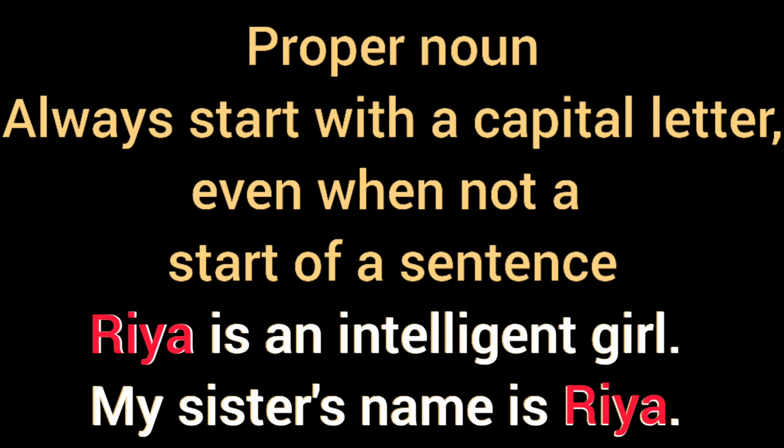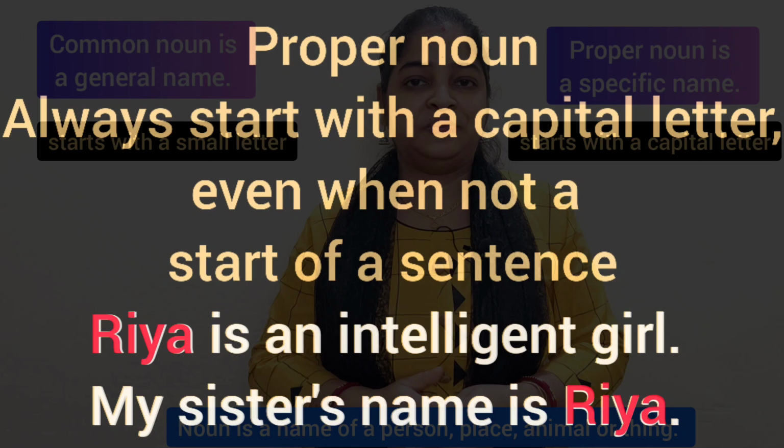Here, Ria is a proper noun. It's the name of a specific person. That's why Ria starts with a capital letter in both sentences.